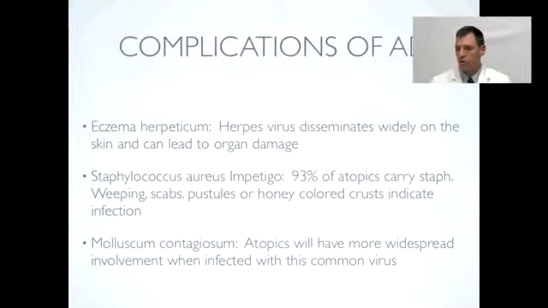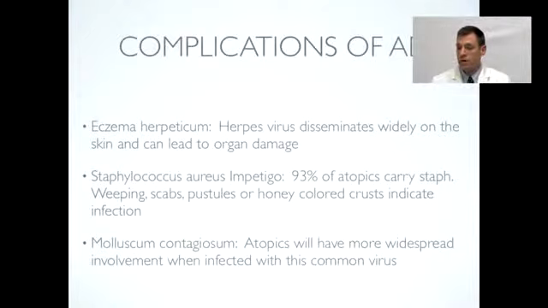So what can happen? What are some of the complications of AD or atopic dermatitis? Well, a herpes outbreak in a child with atopic dermatitis can lead to what's called eczema herpeticum. So all of the breaks in the skin allow for a portal of entry for the herpes virus, and it can spread over much of the body. And it can actually cause serious infection and lead to organ damage and inflammation.